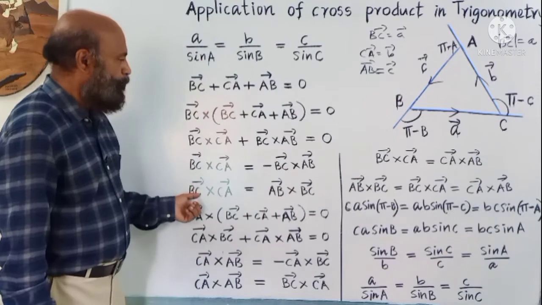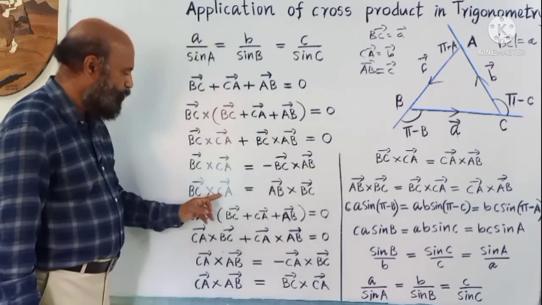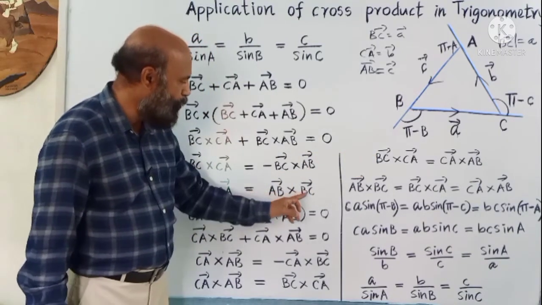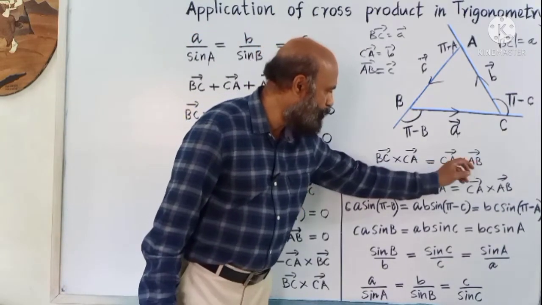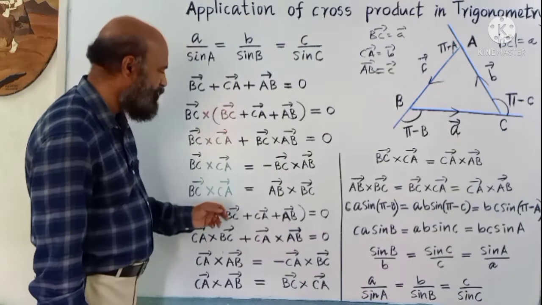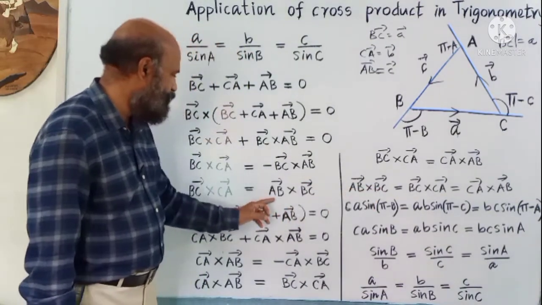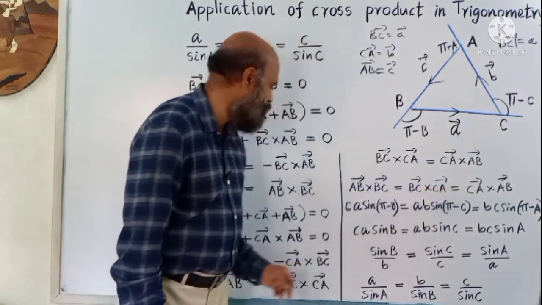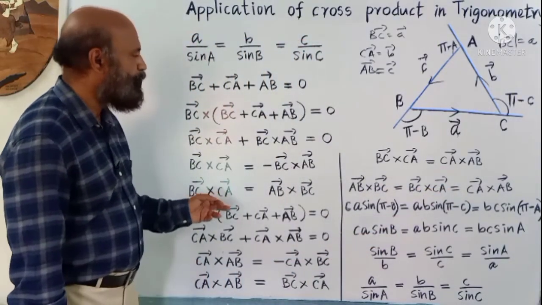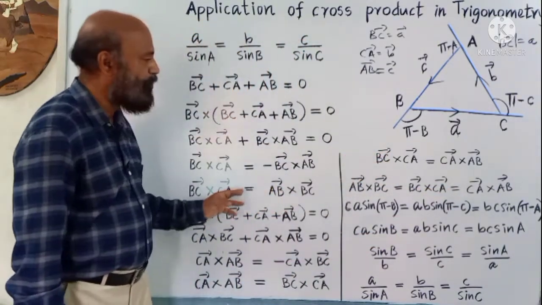So now from these two equations, BC cross CA is equal to AB cross BC, and BC cross CA is also equal to CA cross AB. From these two we can write AB cross BC is equal to BC cross CA is equal to CA cross AB.